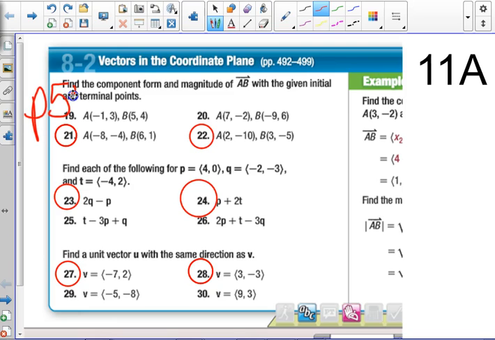On the side A. No? Am I totally making up problems? Okay. Page 526. All right.